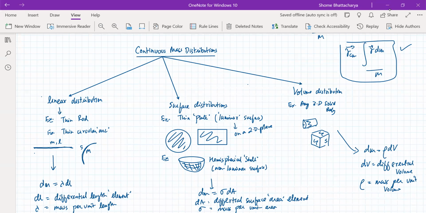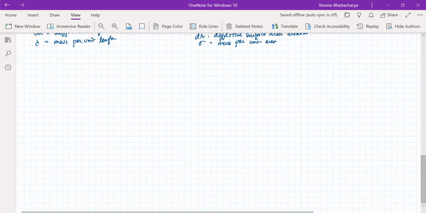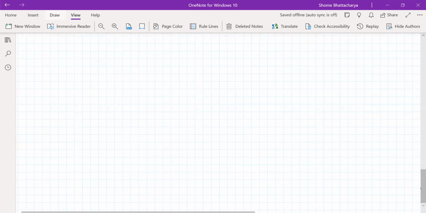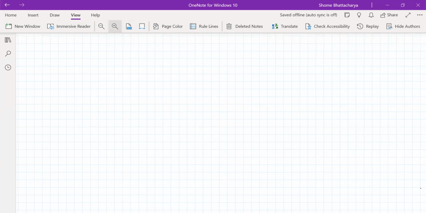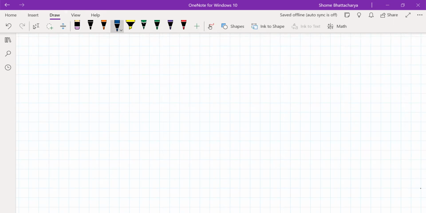Okay, so this concept is clear, I hope. Now let's look at examples of application of this. Okay, so we'll start with linear distributions. So yesterday we understood that if we have, for example, a uniform linear distribution along a straight line, like a thin uniform rod, then we don't need to use integration because the center of mass will be located at the midpoint, or the centroid. But what if the distribution is non-uniform? Okay, so let's look at an example like that.